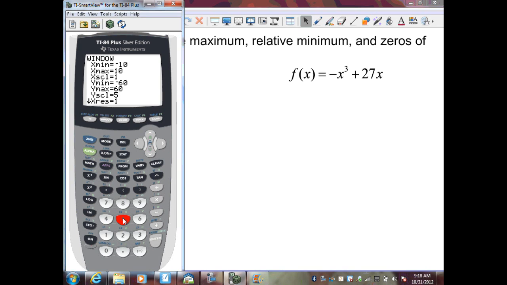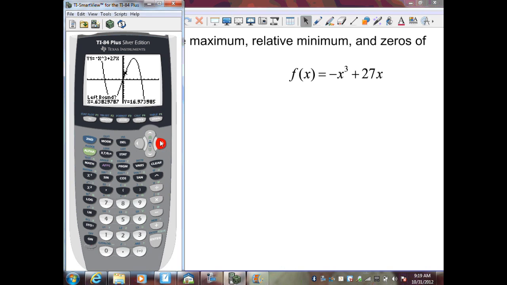And then what we do is hit graph and see if we can see our relative max, min, and our zeros. And we do. Notice I have a relative minimum, a relative maximum, and 1, 2, 3 zeros. We can calculate the relative max and min by hitting second trace. And we're going to go for the maximum first. That's number 4. And what I need to do is find the left bound. I need to be to the left of my highest relative maximum.